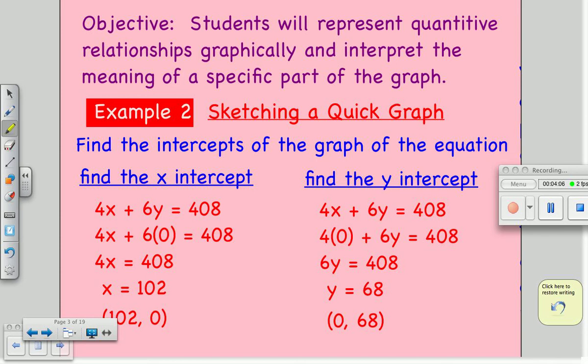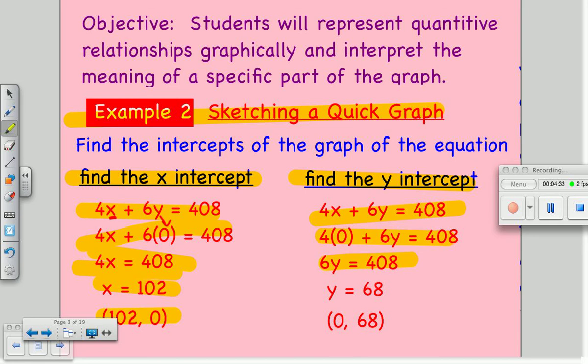Example 2, sketching a quick graph. So we're going to find the x-intercept, then we're going to find the y, and we're going to sketch it on the graph. Okay? So in order to find the x, if I want to solve for x, I have to make y 0. Make sure you have all this written down, by the way. The example, finding the x-intercept, all this we're going to do right now. And then finding the y, and we're going to do all that.